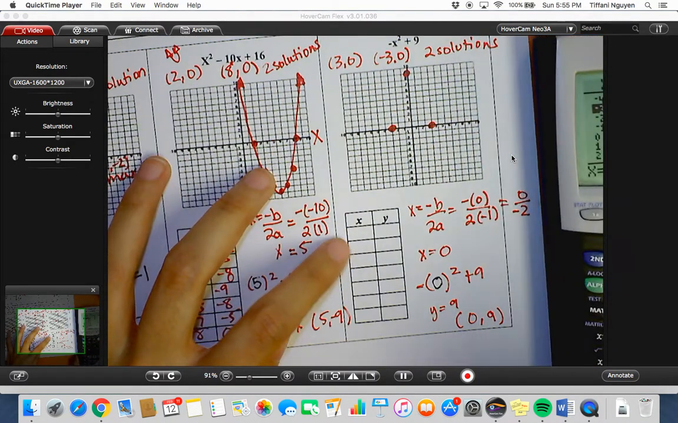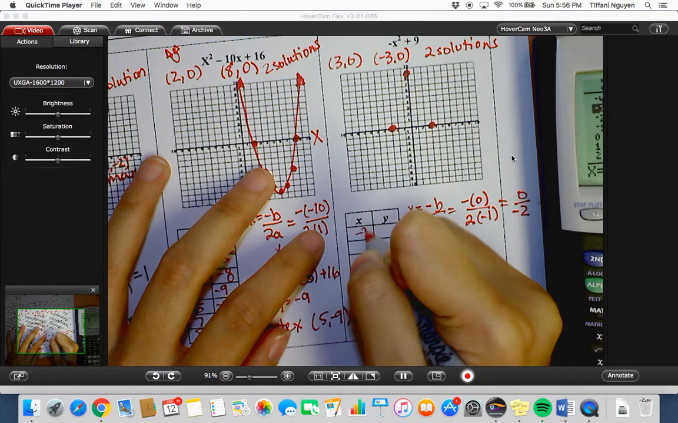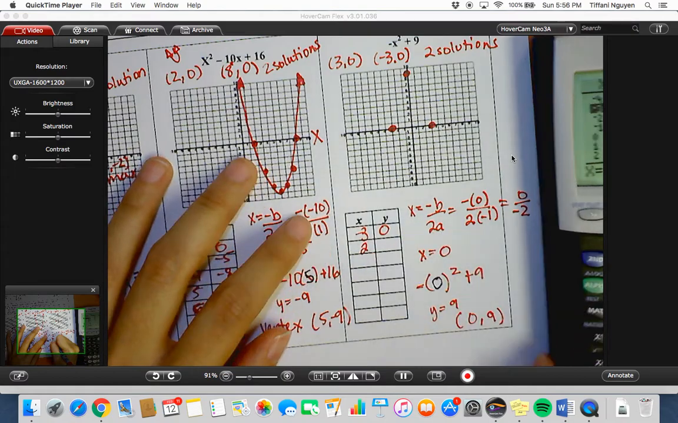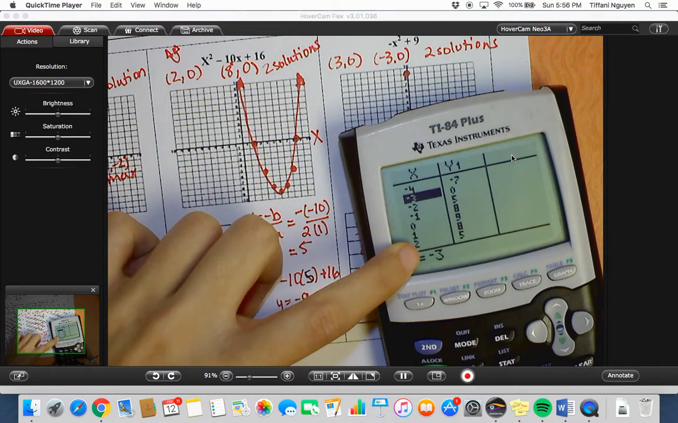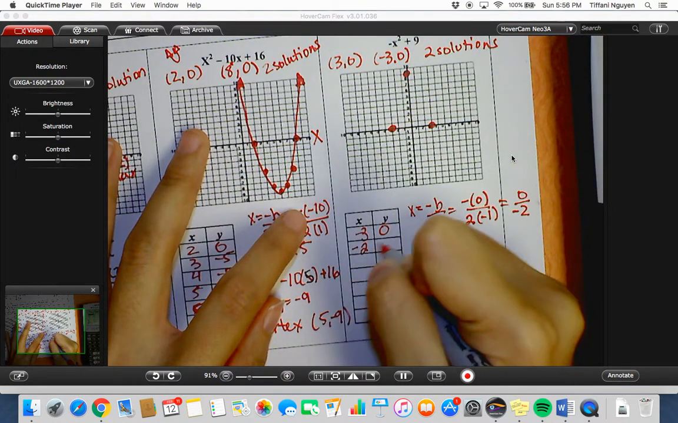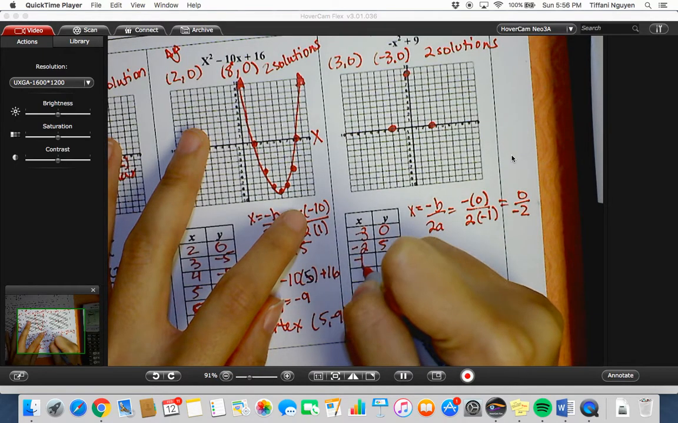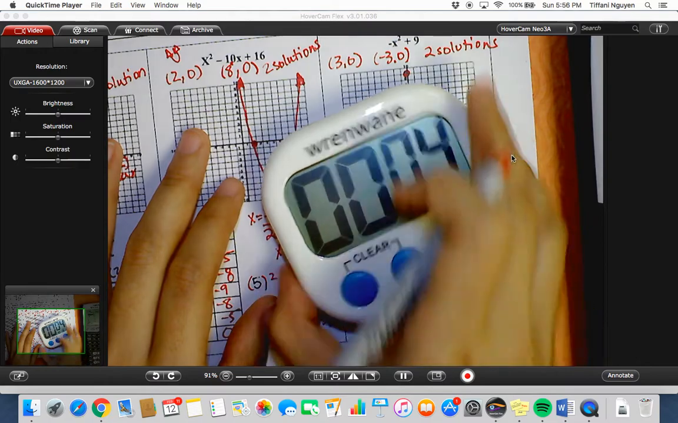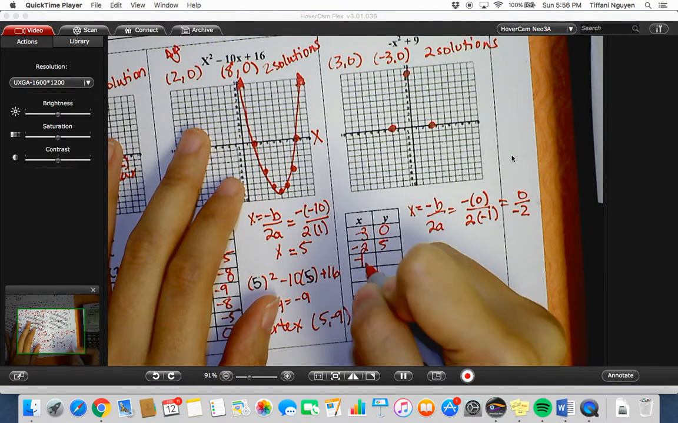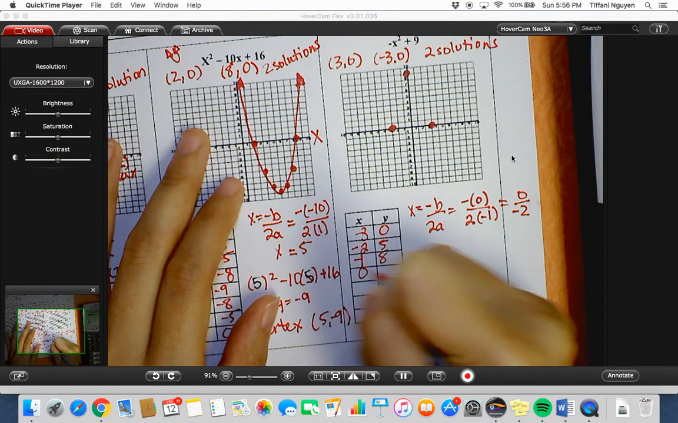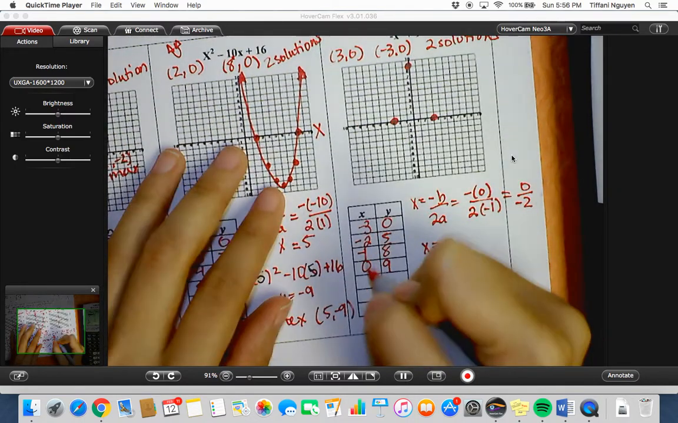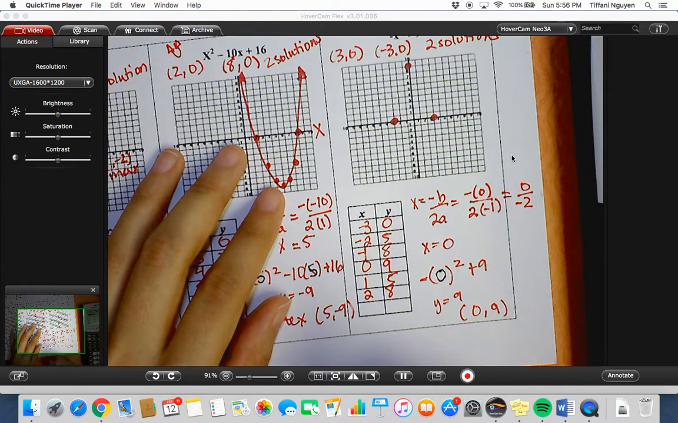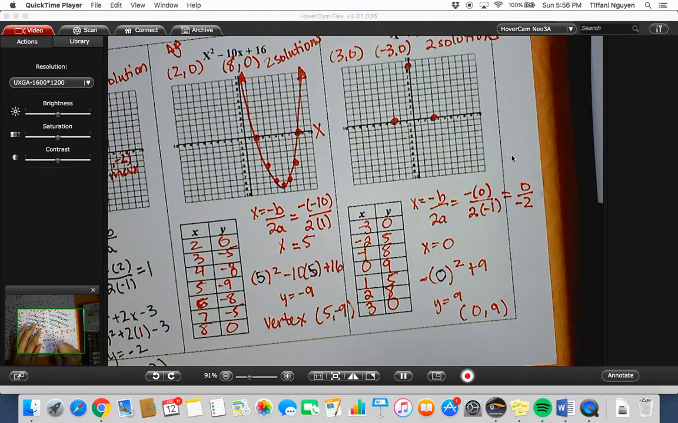I have negative 3, 0. Negative 2, 5. You should be copying it from here. Negative 1, 8. I'm going to cheat a little bit. I have like 5 seconds left, so I'm going to just pause it so it doesn't annoy me. Here's my vertex, 0, 9, 1, 8, 2, 5, and 3, 0.